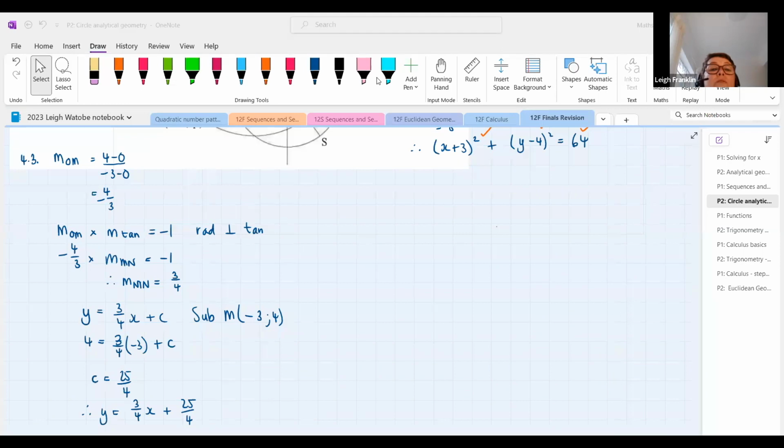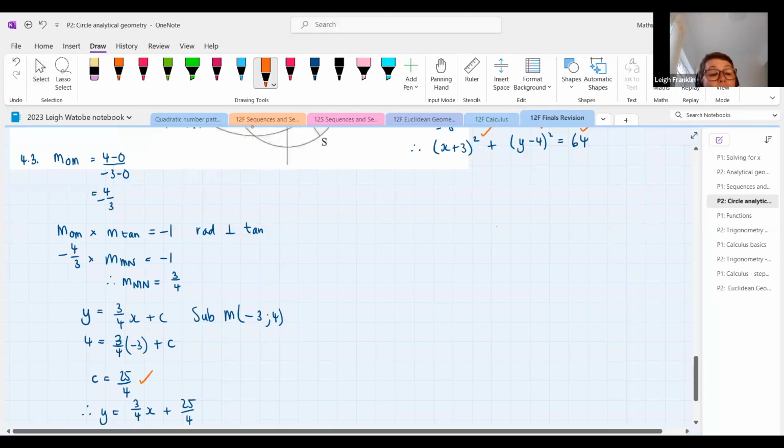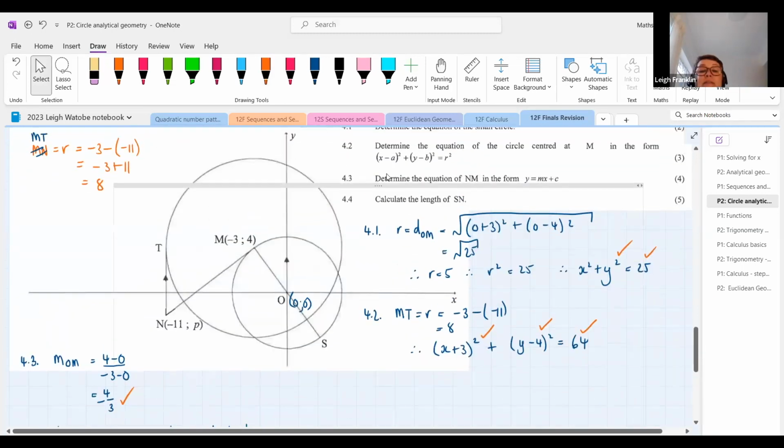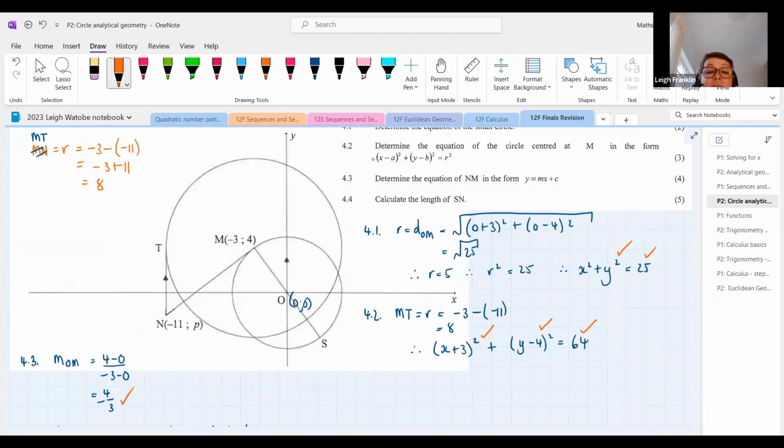Okay, so they always ask us this. So the value of C, subbing in over there, and that over there. All right, so now that at least leaves us a little bit of time to discuss the length of SN, which obviously is going to take a bit more time because it's out of 5 marks.